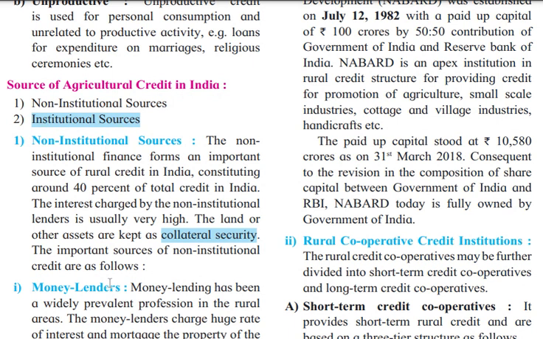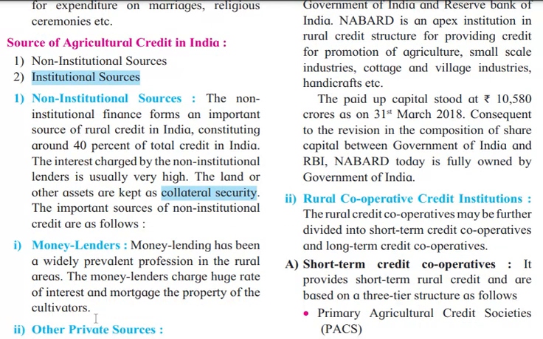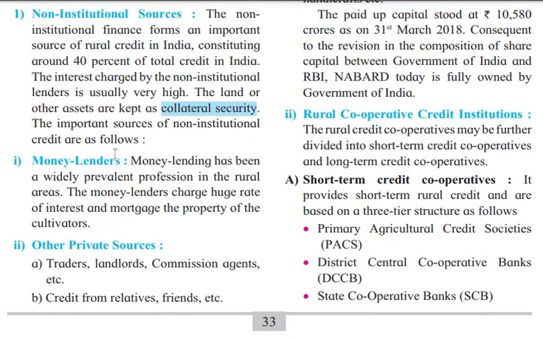The interest is very high, and even for security they keep your land and assets with themselves. The first is the money lender. A money lender is any person who will provide you money on commission. Money lending has been a widely prevalent profession in rural areas. The money lender charges a huge rate of interest and mortgages the property of the cultivator.